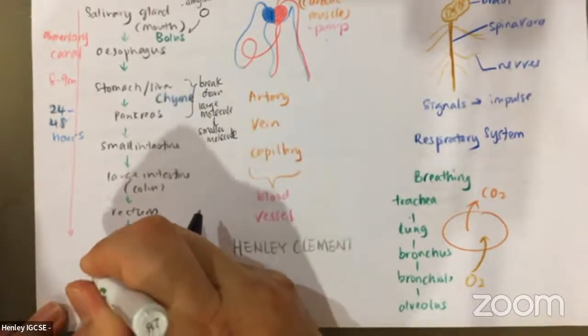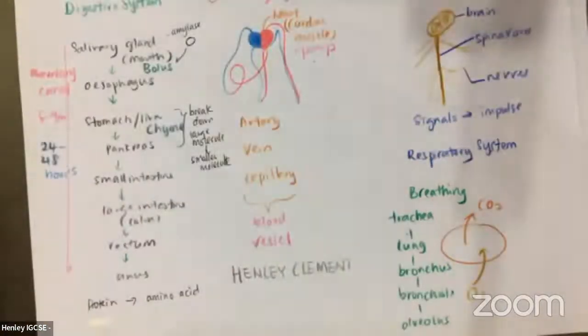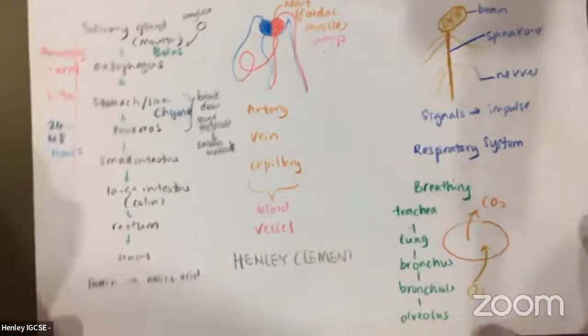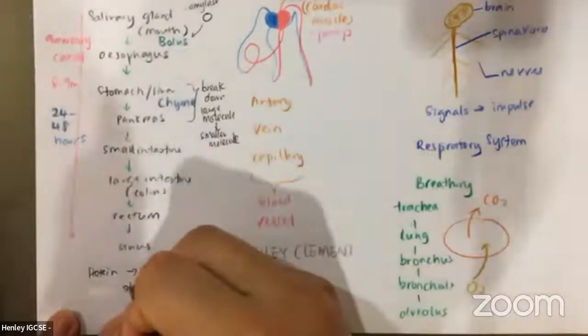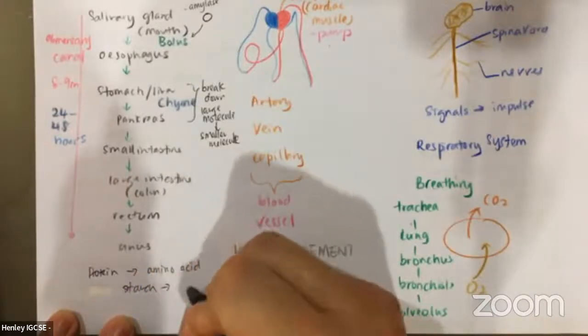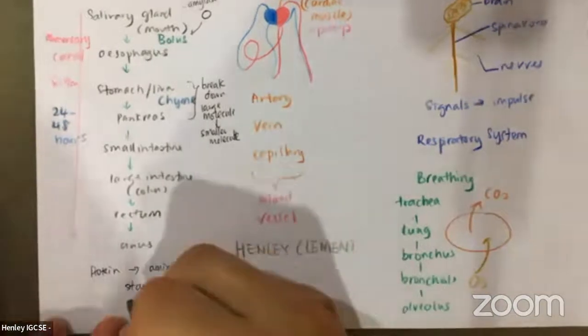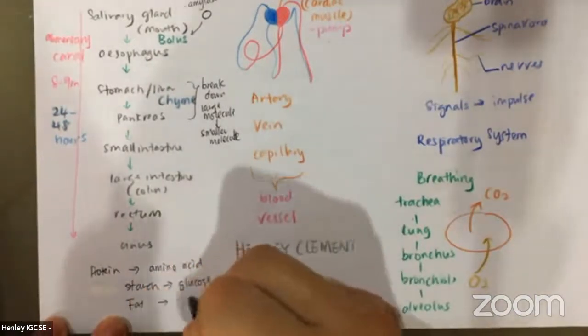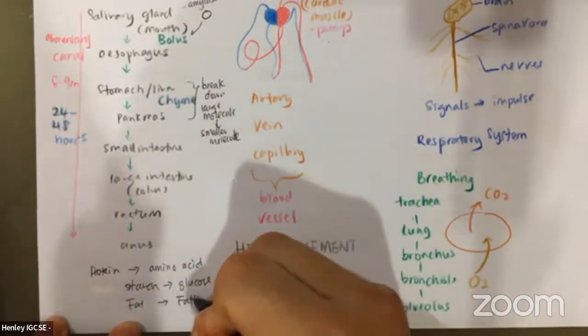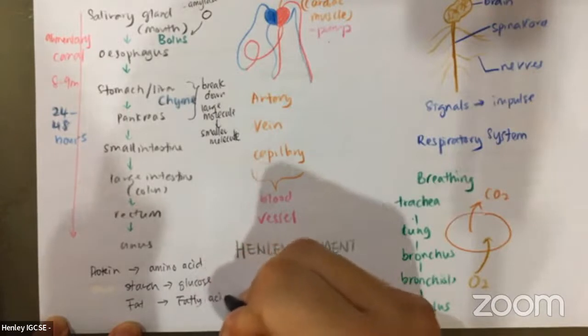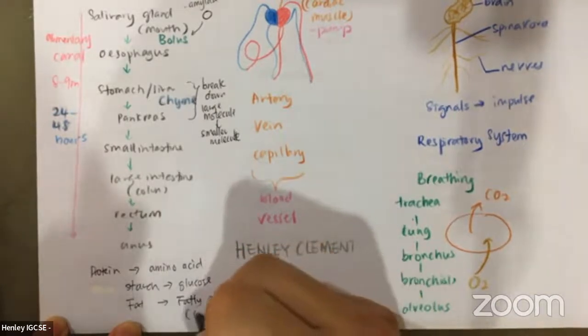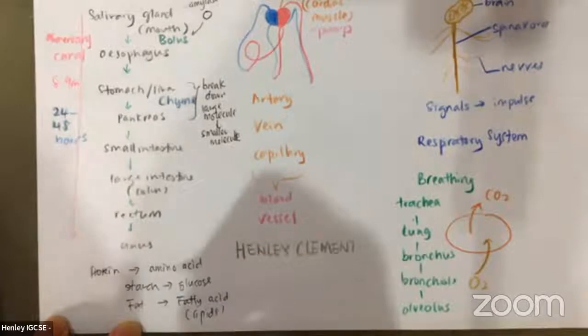The starch will become glucose, and fat will become fatty acid, or you may call it lipids.